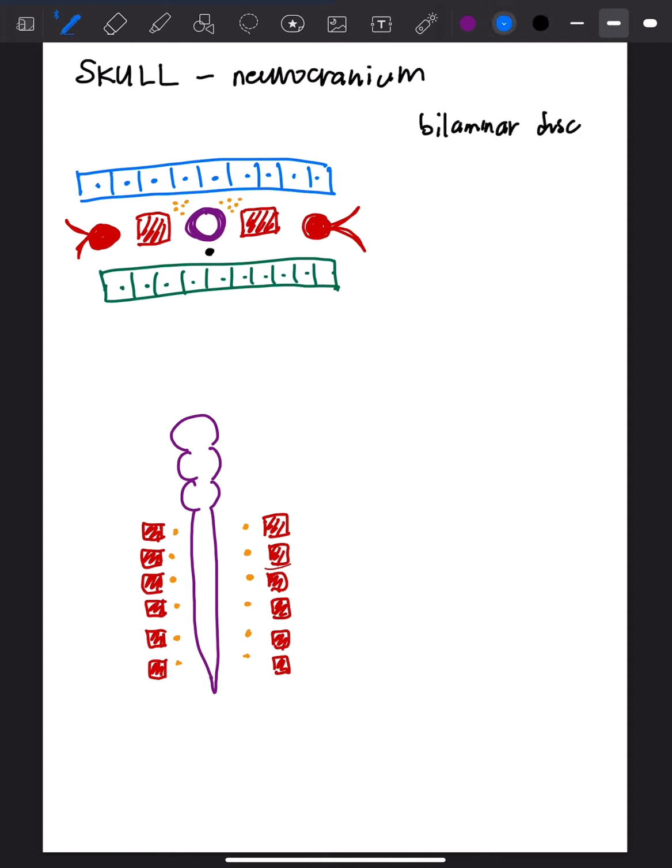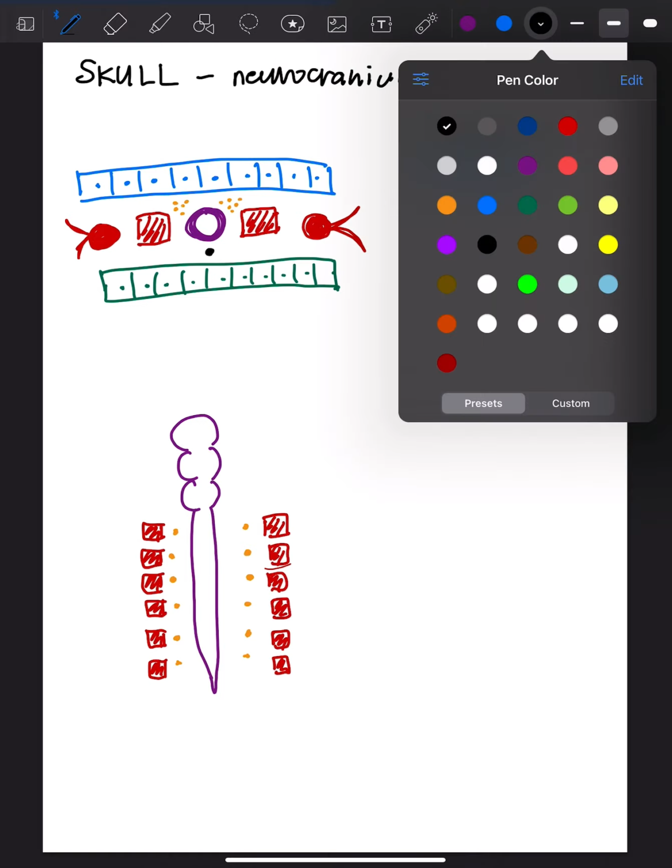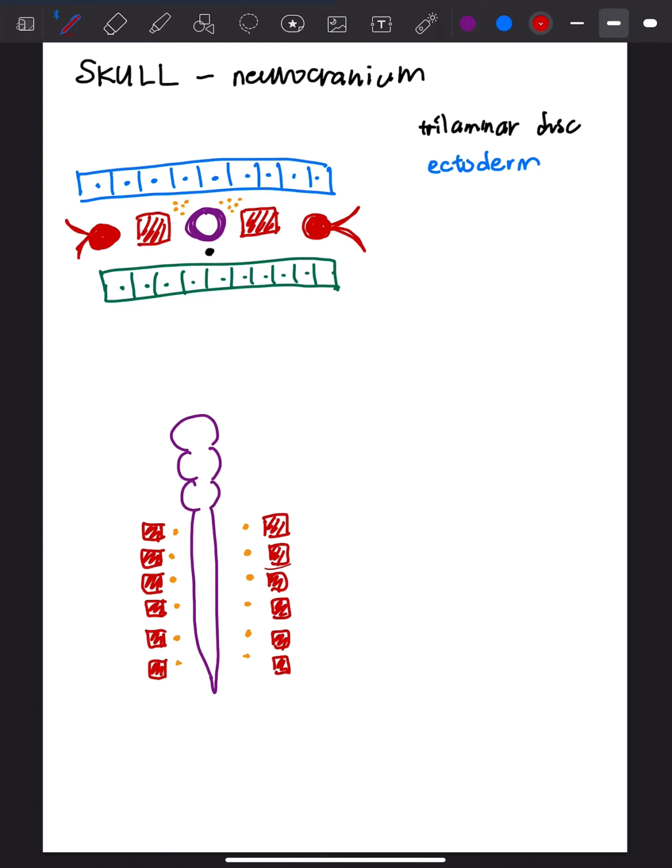The outermost, in blue here, is the ectoderm. Then trilaminar, so it's going to be three layers. You have the ectoderm on the outermost, and then in the middle you have what is known as the mesoderm. And in green, the innermost layer would be the endoderm.